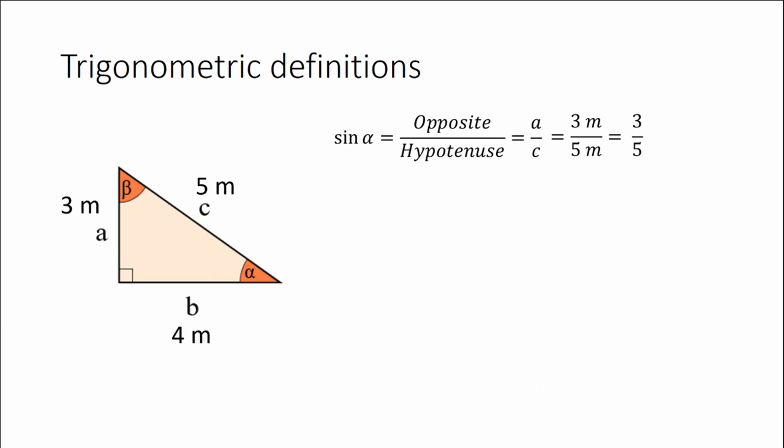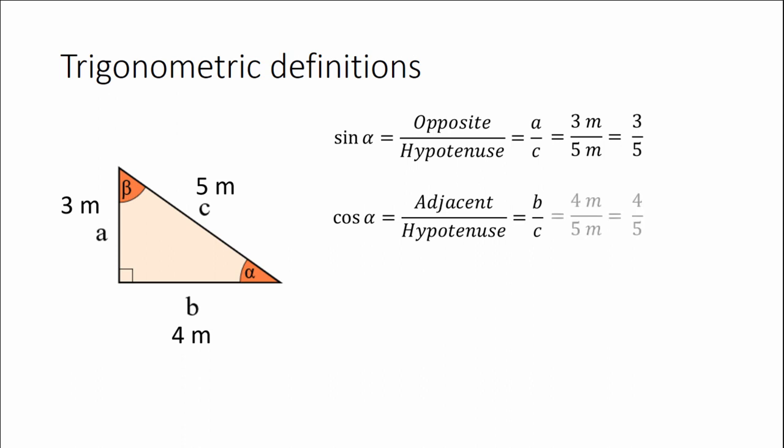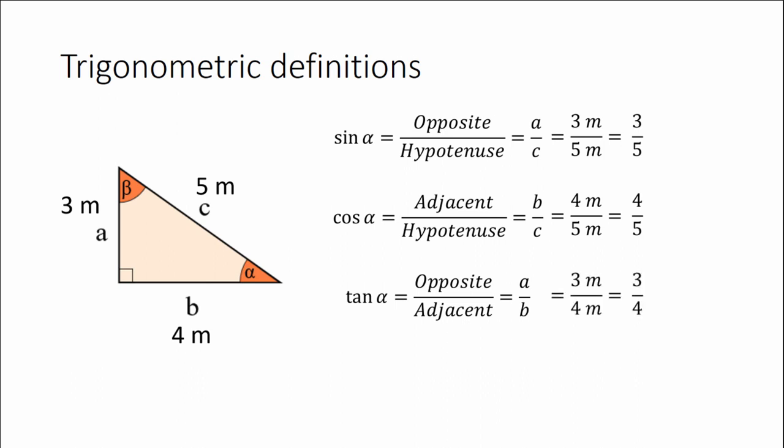Our second definition is for the function of cosine. Cosine function is going to be defined as the adjacent side divided by the hypotenuse. And in our example, it is going to be B divided by C. Numerically, it will be 4 divided by 5. The next definition is called tangent, which is the opposite side divided by the adjacent side. A divided by B. And the numerical value is going to be 3/4.